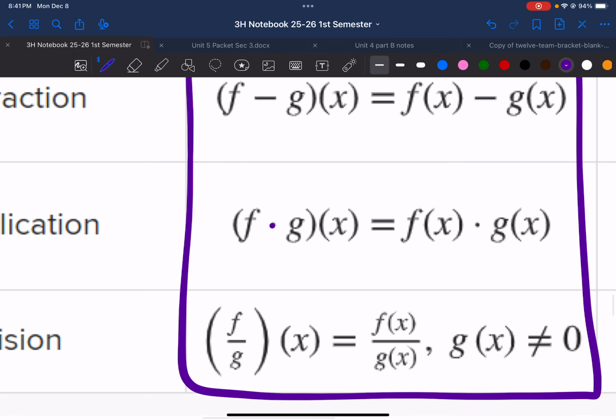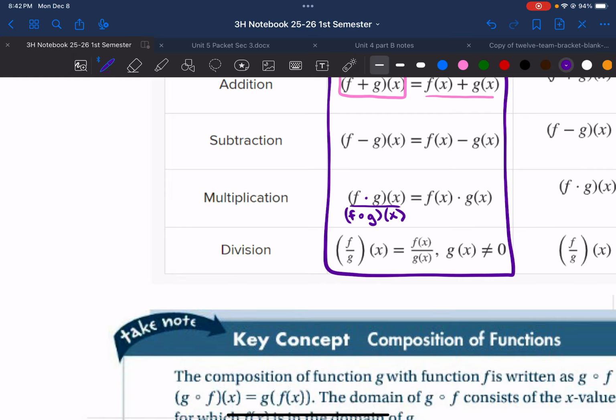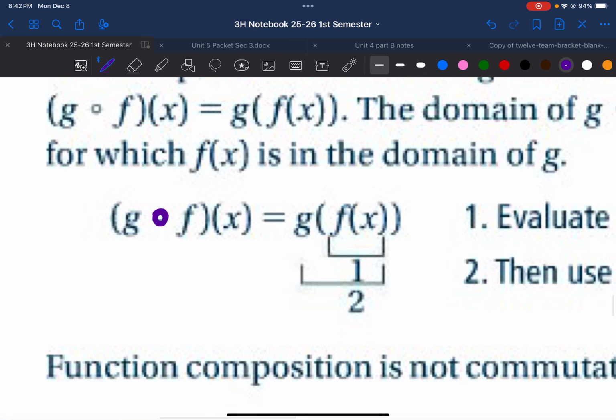So, just so you know, f open circle g of x is very different than this. Very different than that, okay? This is what composition means. This means take whatever equation we're talking about here, f of x, and plug the entire equation in to g.